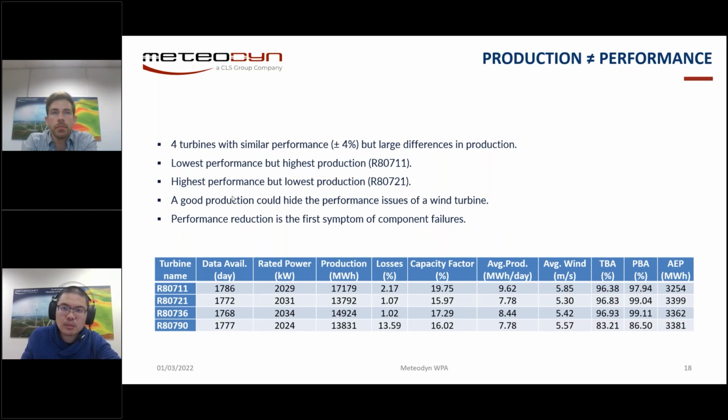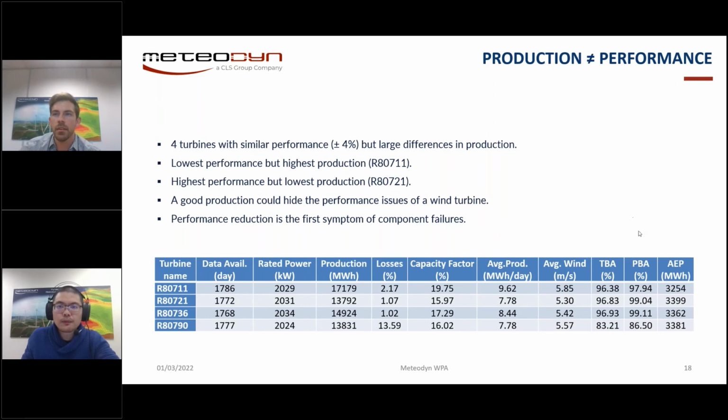When we calculate the performance, it may not be as good as the production, and it's important to remember that performance reduction is the first symptom of component failures. So the analysis of the performance of the wind turbine will show you the real problem of your wind turbine, and therefore help you to avoid component failures when they happen.